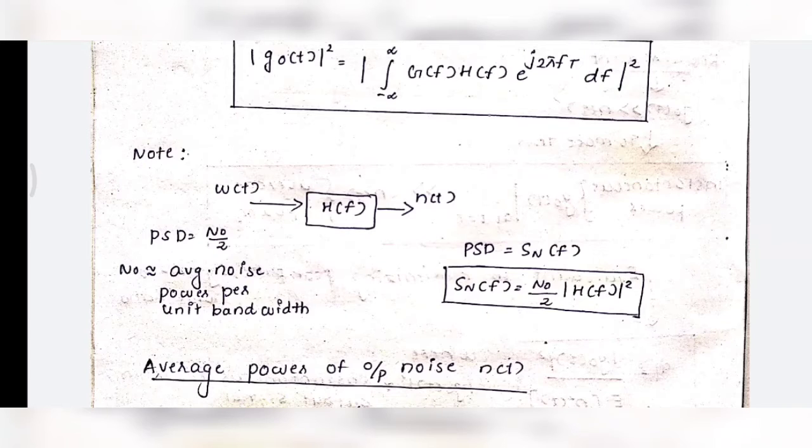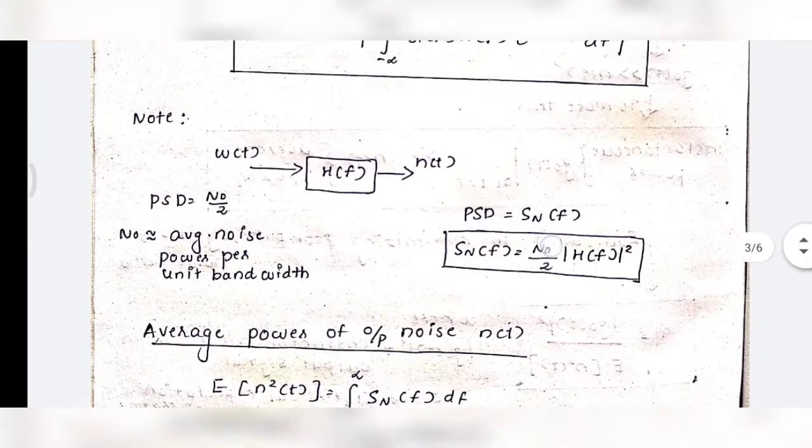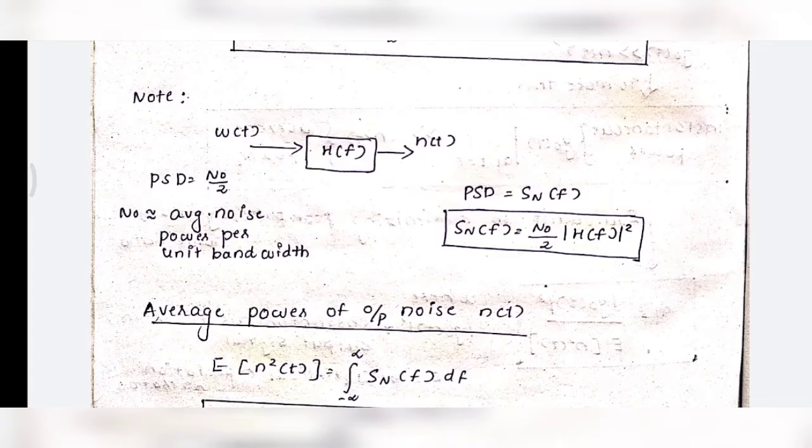After filtering, it is converted into n of t, that is called the filtered noise, and the power spectrum density of the filtered noise is denoted by S suffix n function of f. Power spectrum density of filtered noise is simply equal to power spectrum density of input noise into square of the magnitude of transfer function h of f.